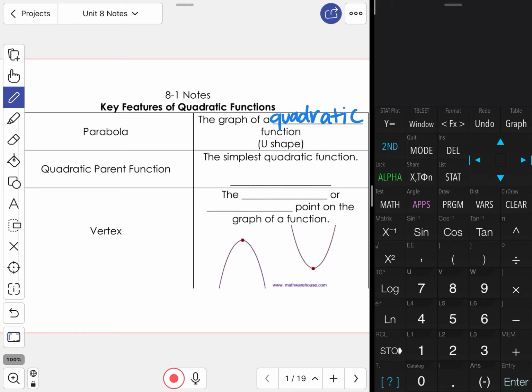Just like what we had with linear functions, we had a parent function, which was y equals x. So with a quadratic, the parent function is going to be y equals x squared.